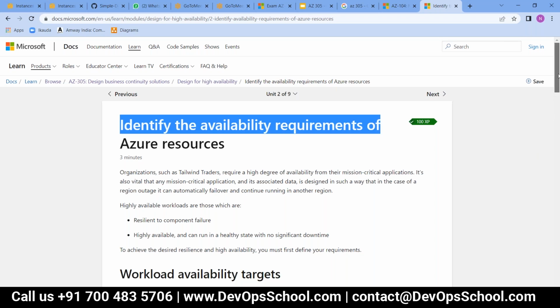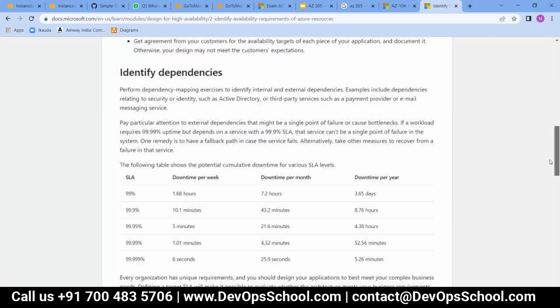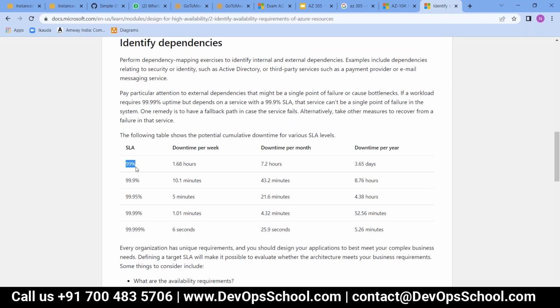Okay, so let us see this. When they say 99.9% SLA, how is it converted? 99.9 means that in a week there can be 1.68 hours of downtime. As I mentioned, that is the minimum they have to provide.